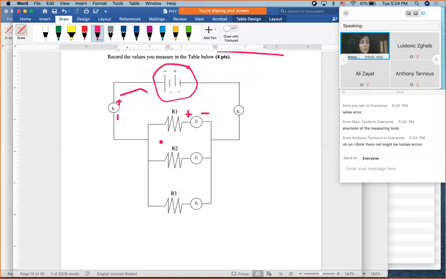Yes, precision of the measuring tool, because we're using 3 measuring tools in here, the ammeter, the voltmeter, and the ohm meter, the 3 of which have limited precision.